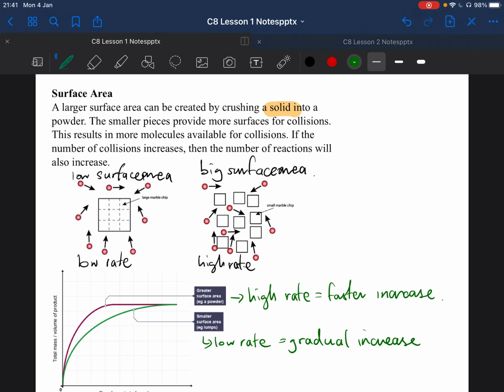That's everything in this video. I will be back with you again very soon to show you about how we calculate rate and how we measure rate.